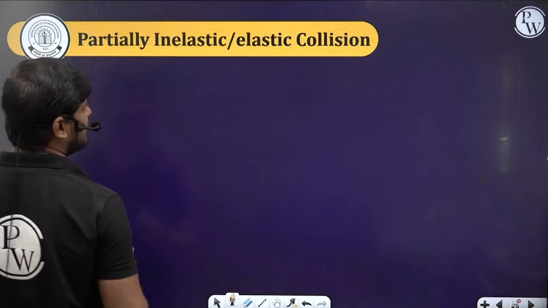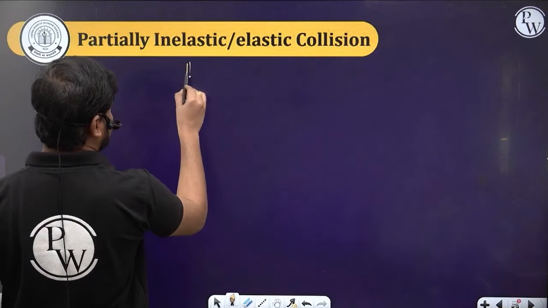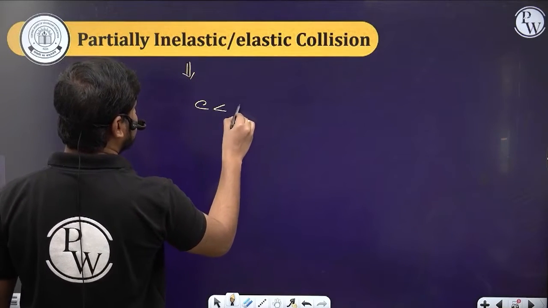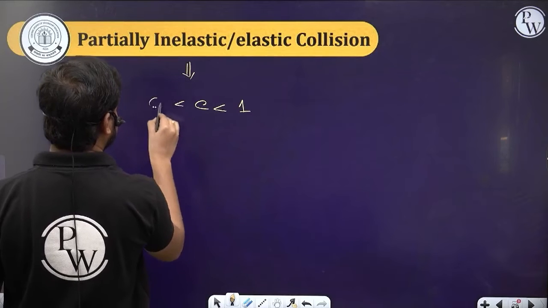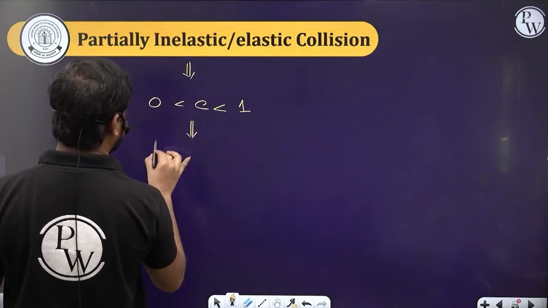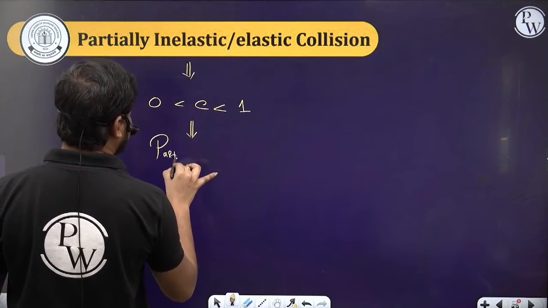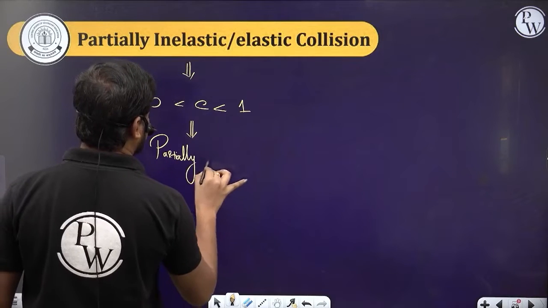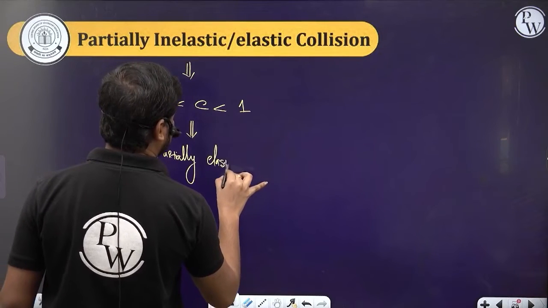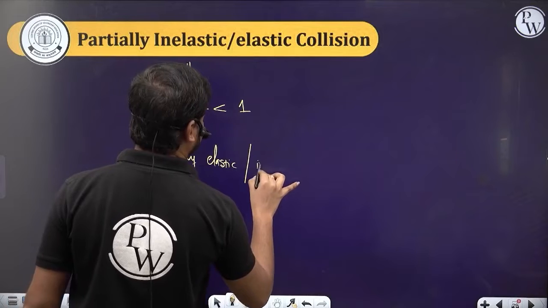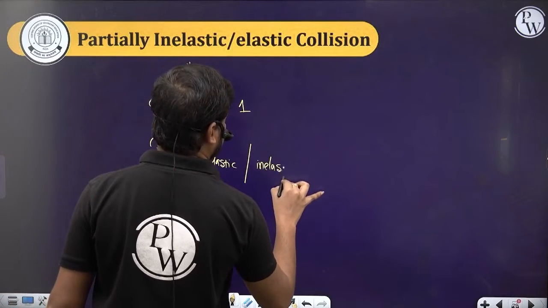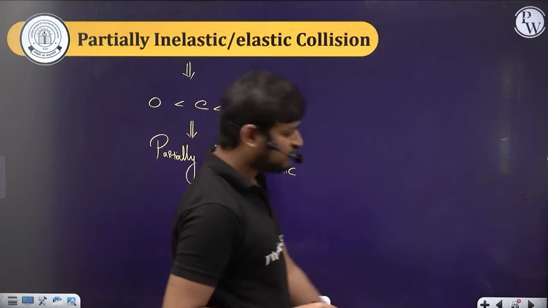As I said earlier, partially elastic or inelastic. So the E will be between 0 and 1. So if the E is between 0 and 1, it's partially elastic or inelastic. Done? Chalo. So let's move further.